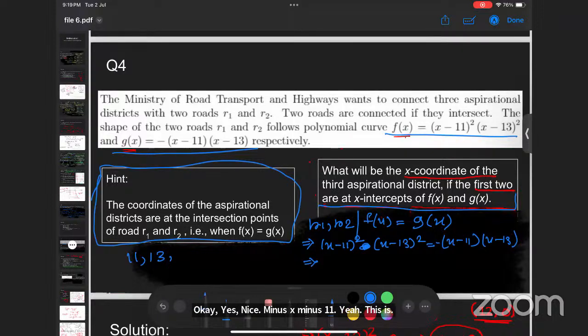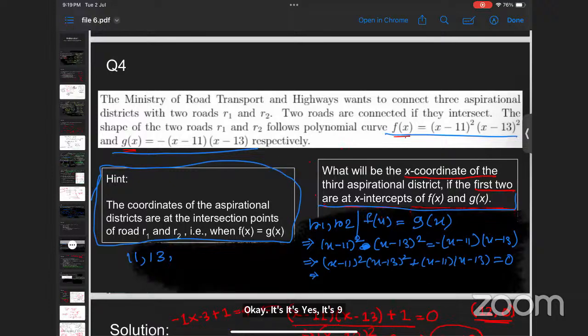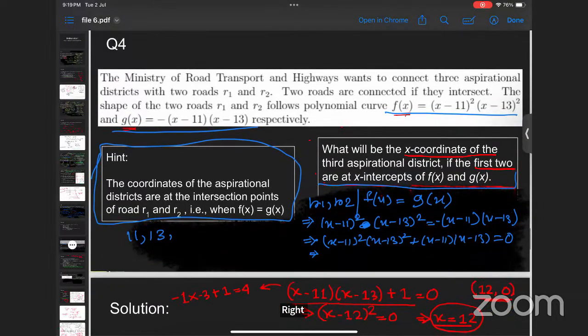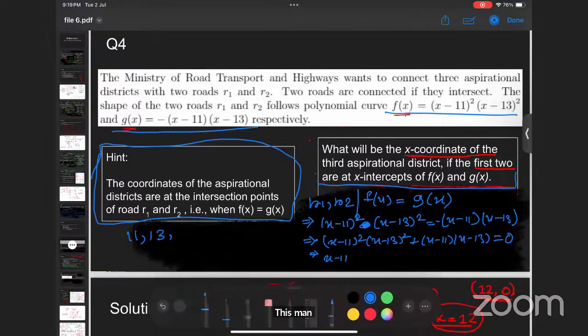So from here, (x minus 11) square, (x minus 13) square, plus (x minus 11)(x minus 13) equals 0, right? So we can take x minus 11 as common, x minus 13 as common, and then it will be x minus 13 plus 1, that is x minus 12, right? So it will be the simpler version.